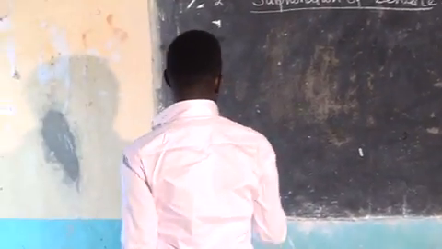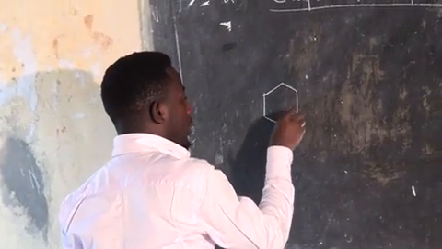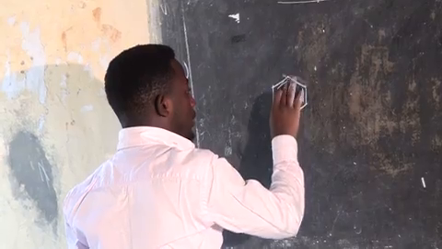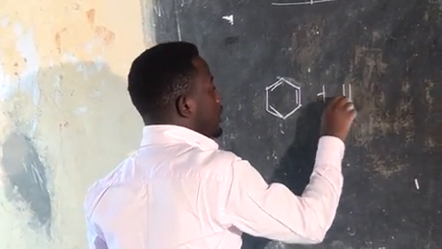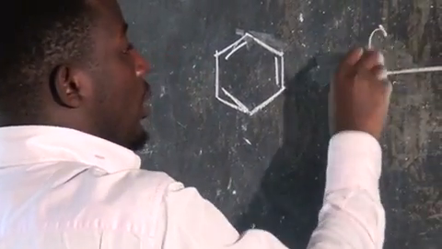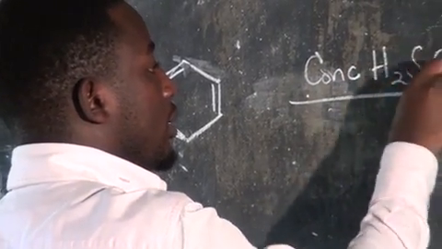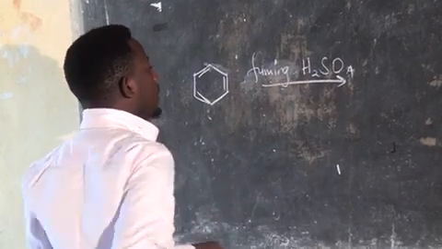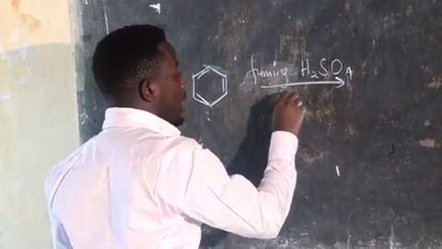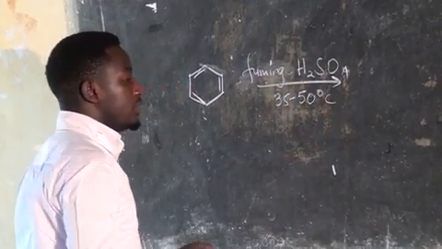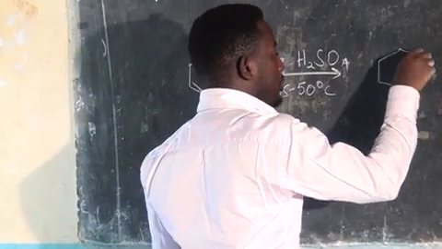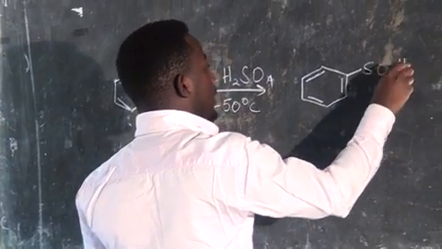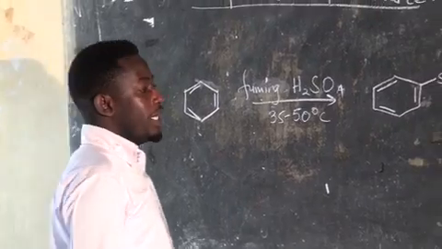I.e., we are talking about the fact that benzene, maybe I can use the chemical structure now. I'm going to use concentrated sulfuric acid. In fact, let me use fuming instead of concentrated. Fuming sulfuric acid at a temperature of 35 to 50 degrees Celsius. What will happen is we are going to form benzene sulfonic acid. This one is called benzene sulfonic acid.